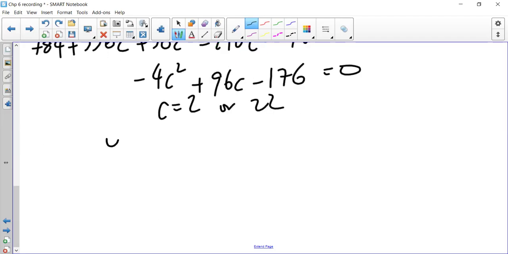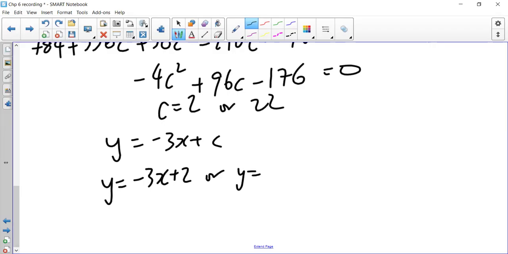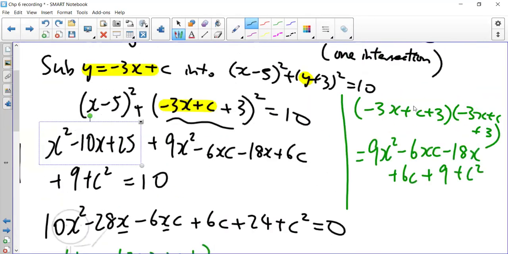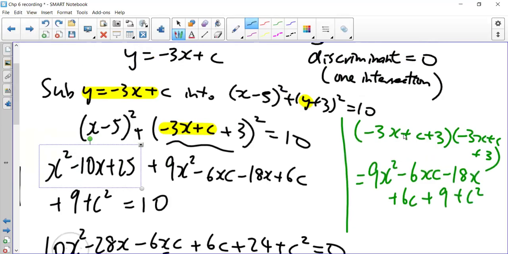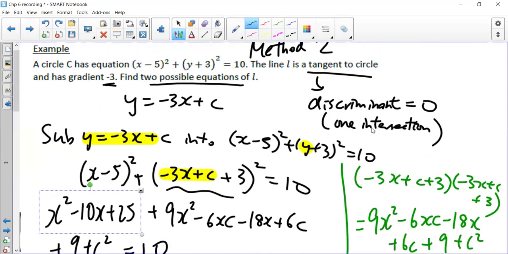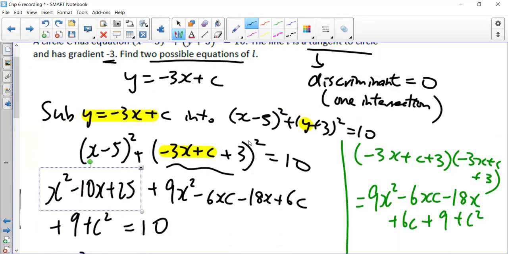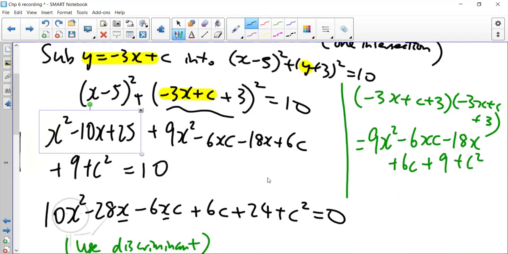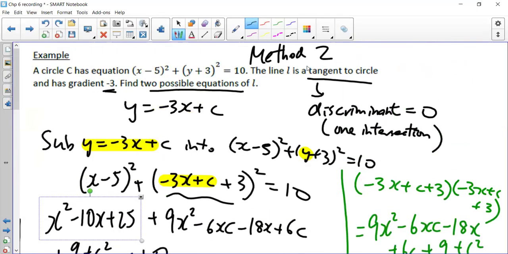So we know the equation was y equals minus 3x plus c, right? So we've got y equals minus 3x plus 2, or y equals minus 3x plus 22. Now, which way would I use? This way maybe it's quicker, but the algebra is quite ugly, especially expanding the bracket. When I did it on paper, I actually made a silly mistake as well. So it requires really high precision on the algebra, but nevertheless it's a simpler method. So when you see tangent to a line, consider the discriminant. And I highly recommend it.